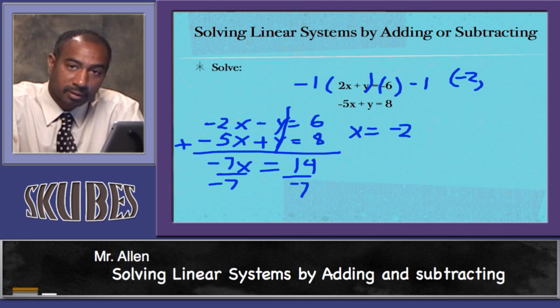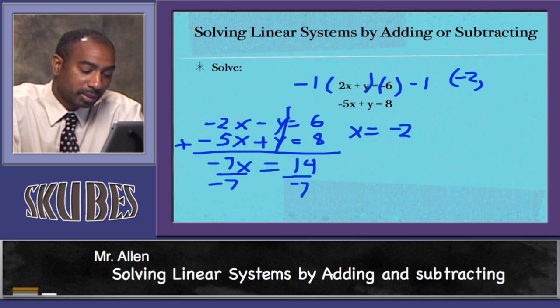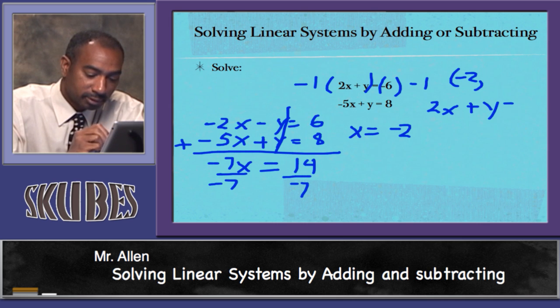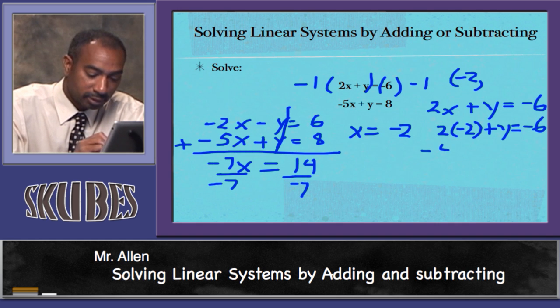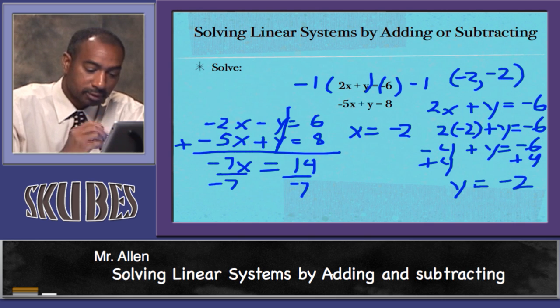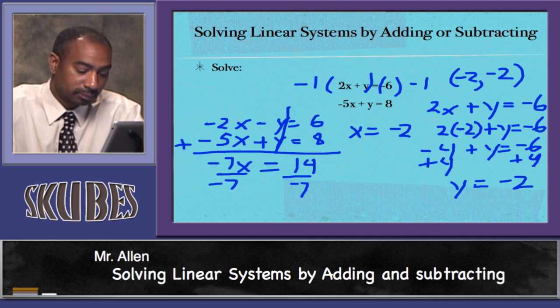And again, you can substitute negative 2 into the top or bottom equation. Let's say I take the top one. I have 2x plus y equals negative 6. And if x is negative 2, I have 2 times negative 2 plus y equals negative 6. So it's negative 4 plus y equals negative 6. I add 4 to both sides. Y must equal negative 2. So it intersects at the point negative 2, negative 2.